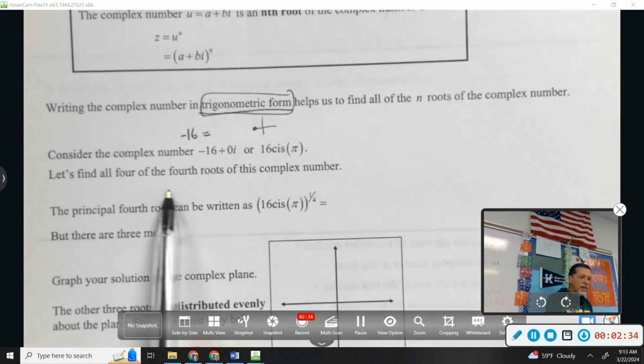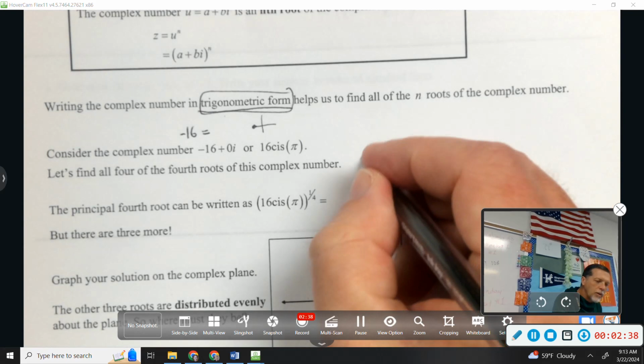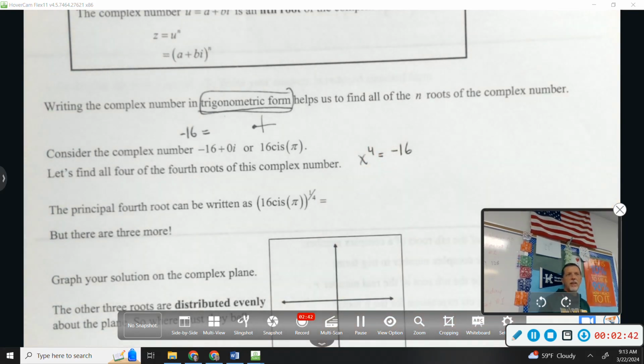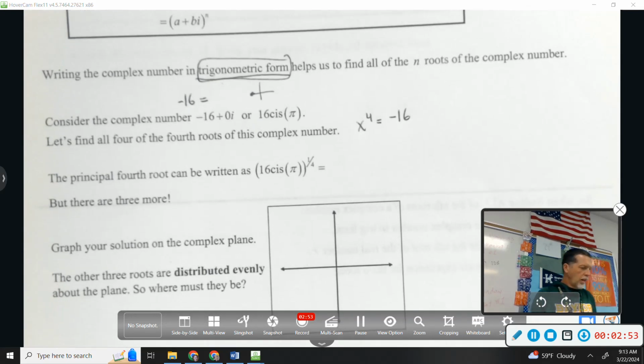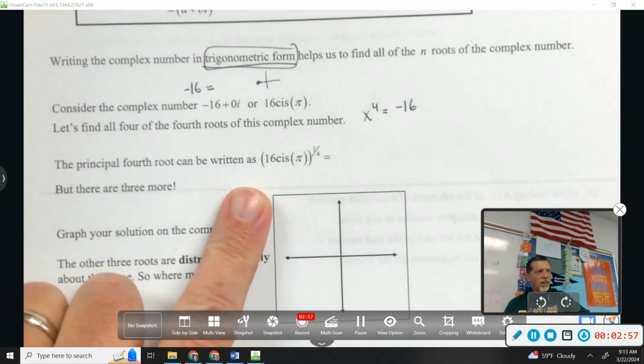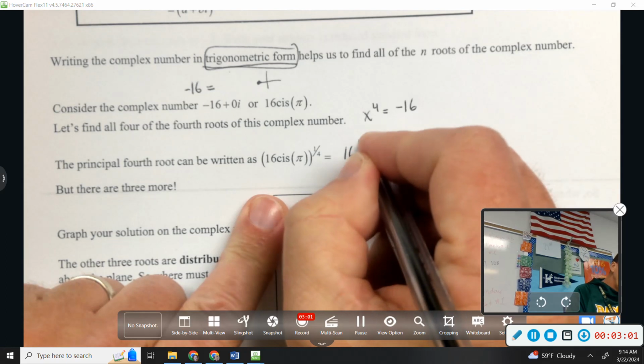And now let's find the 4th roots of this complex number. So it's like we have x to the 4th equals negative 16. And that is not negative 2 or 2, right? There's something else going on. There's something complex going on. Okay, here's how we do roots. It's really similar to how we did powers yesterday. I'm just going to undo them. So we can do 16 to the 1/4.